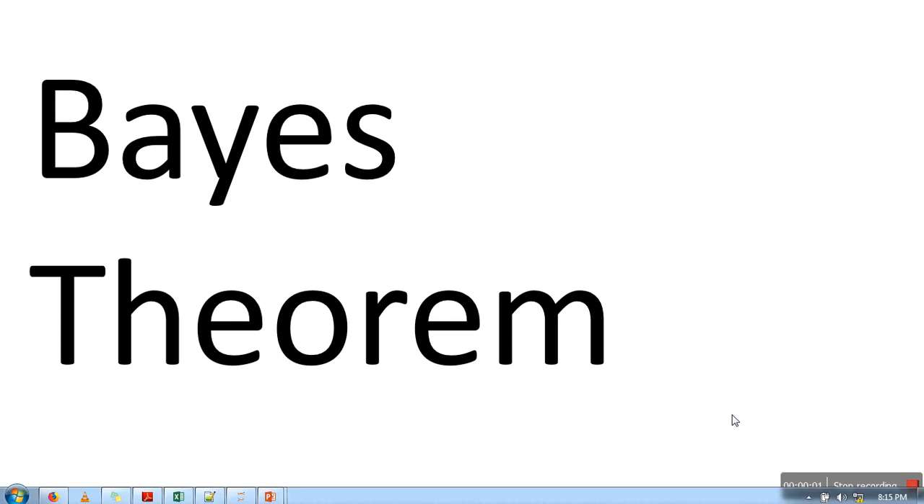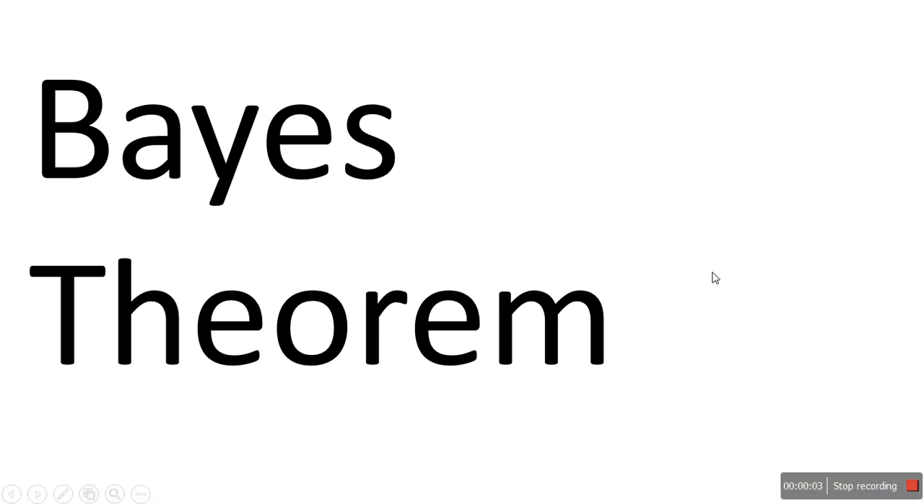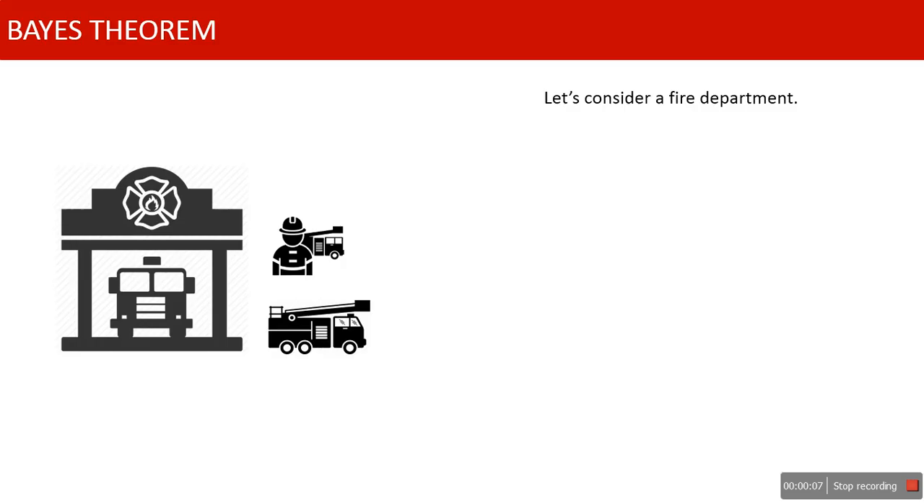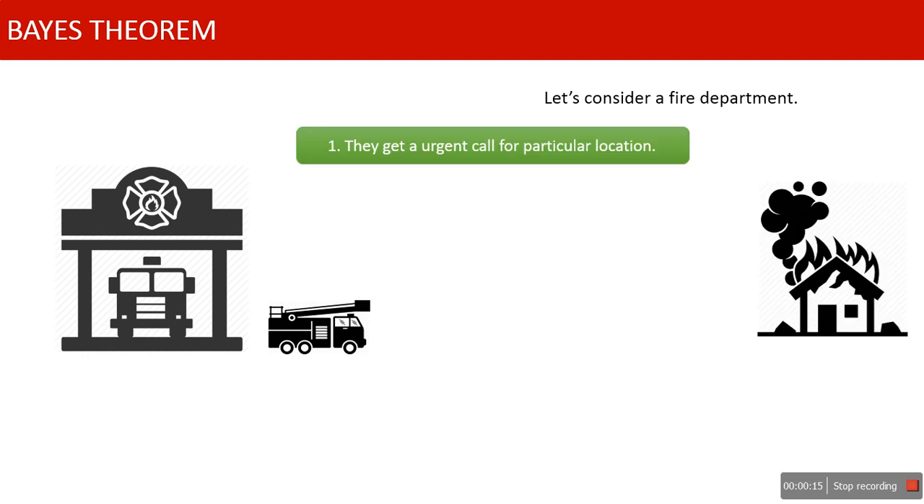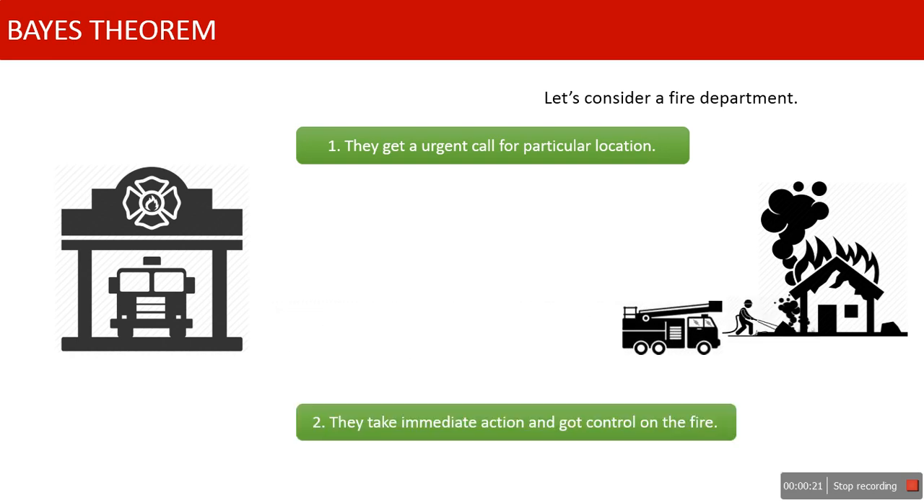Hello everyone. In this video I'm going to explain Bayes theorem, why we need it and how we can use it. So I'm taking a very simple example here. Let's consider a fire department. How this fire department works is, whenever they get an urgent call, they go there, extinguish the fire and take control of the fire.